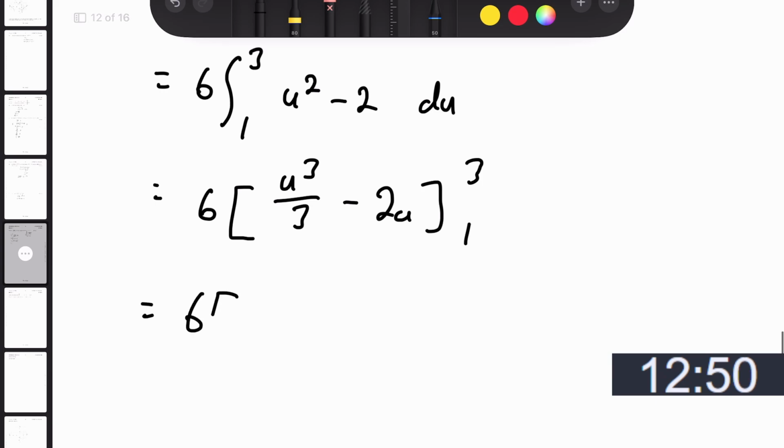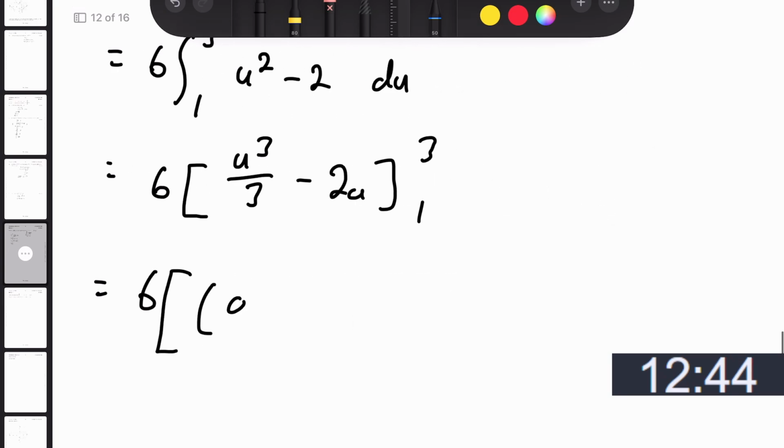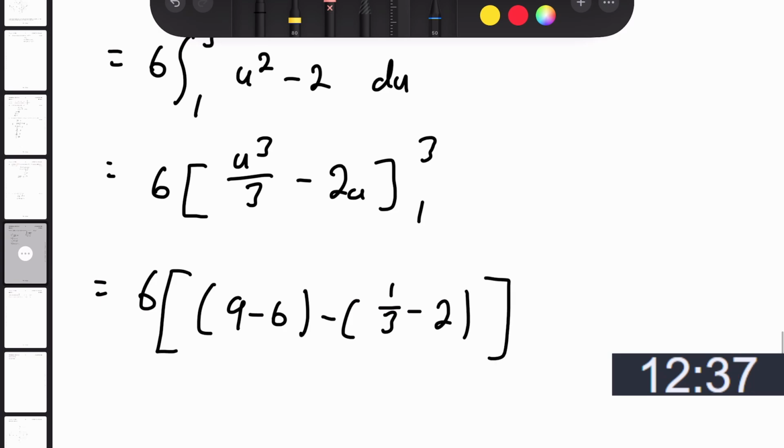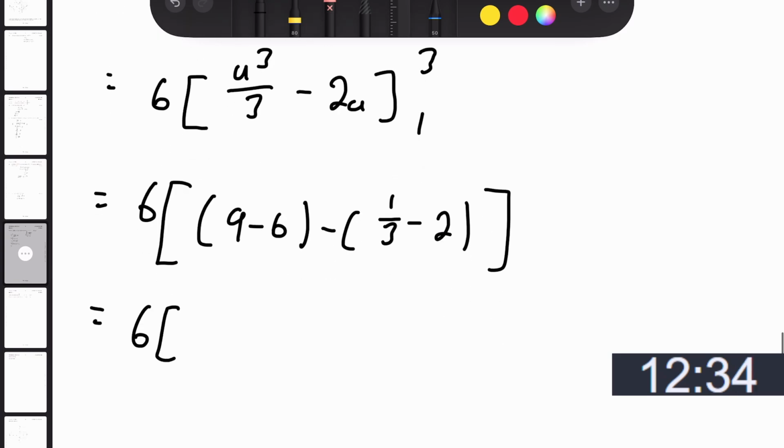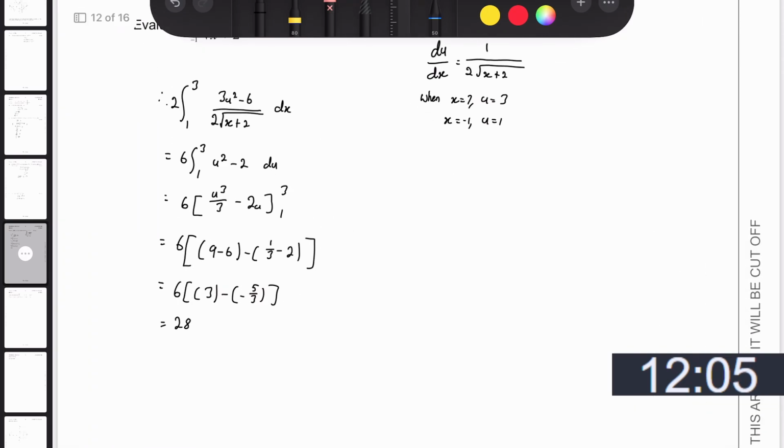So this is 6 of u from 3, so 9 minus 6, minus 1 of 3 minus 2. So this is 6 of 3 minus 6 on 3 minus negative, minus negative 5 on 3. So this is 18 plus 10, so it'll be 28. Plus 3 will be 14. Yeah, it's 28.